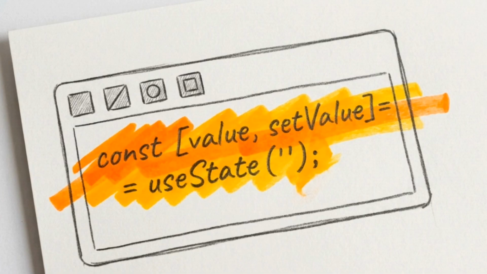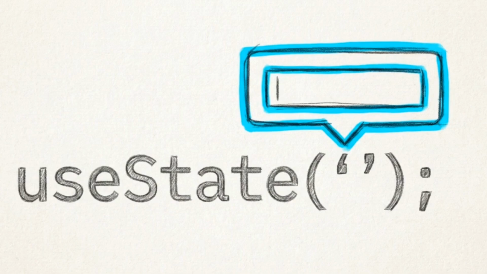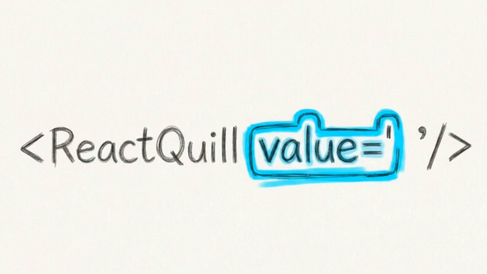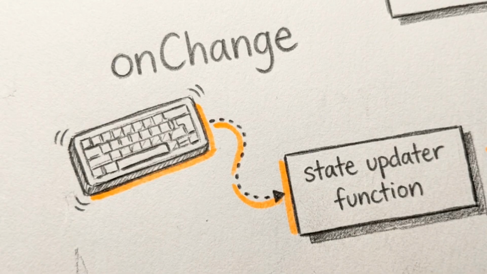Next, open your main React component. We will set up a standard state variable. Let's call it value, and initialize it with an empty string. This state will hold the content typed into the editor. Now, render the ReactQuill element inside your component. Make it a controlled component by setting its value prop to our state variable and tying its onChange event to update that state whenever a user types.